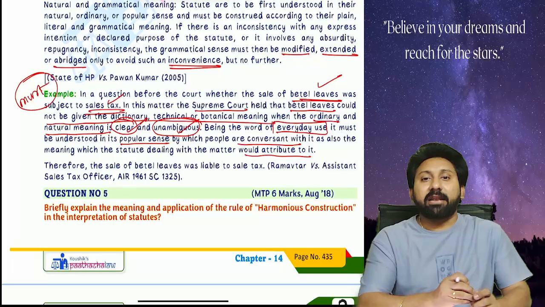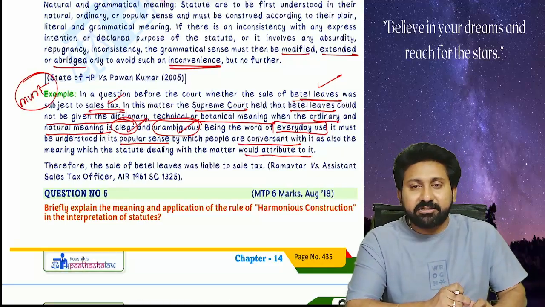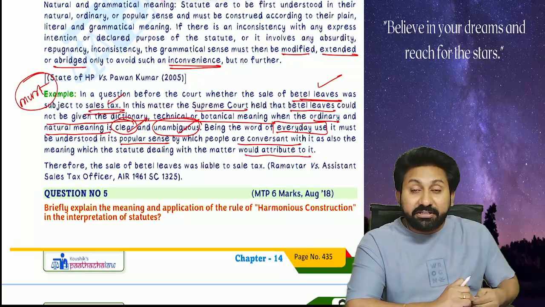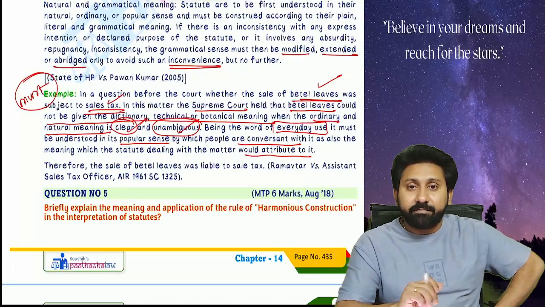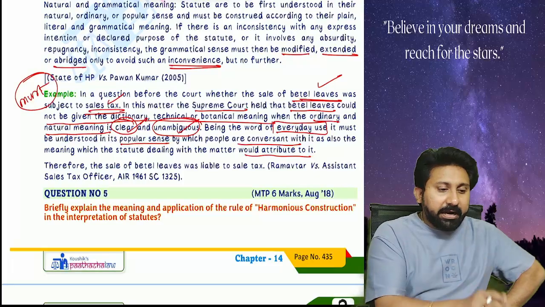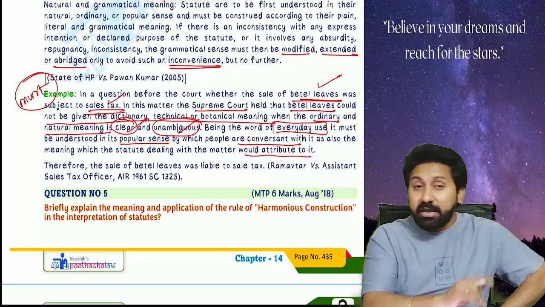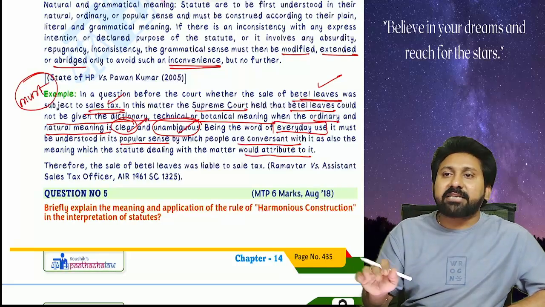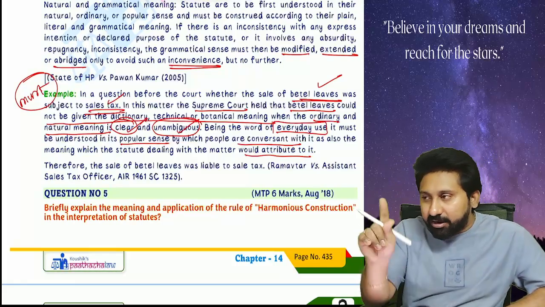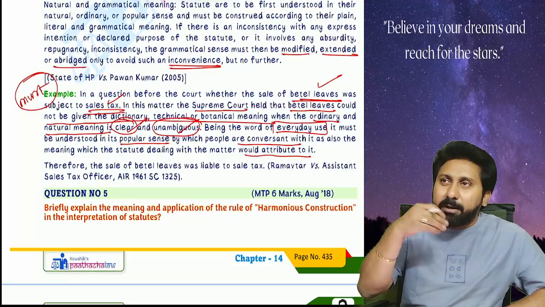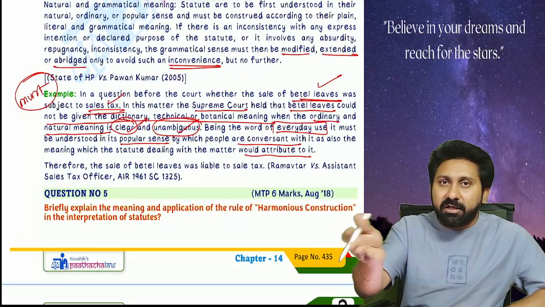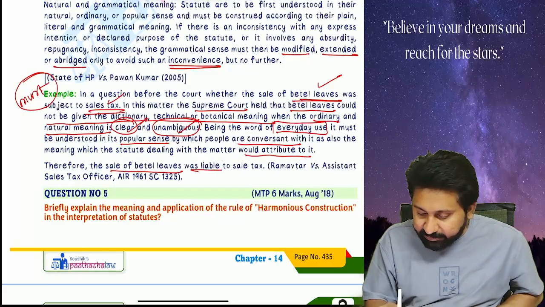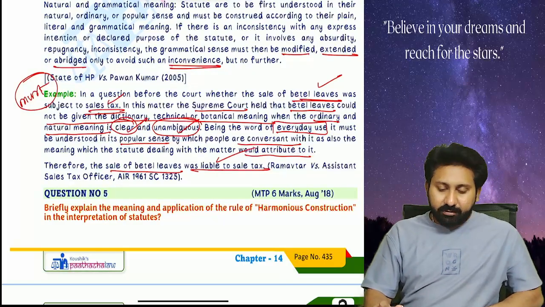So, the word betel leaf is not popularly defined in the dictionary. Different types are there. Which betel leaf are you talking about for sales tax? Am I clear? For example, if you check the dictionary, they will give one meaning, and there are different kinds of leaves in that. But which leaf is subjected to sales tax? They said the leaf which is popularly used for human consumption in real life, that meaning only should be given. Therefore, the sale of betel leaves was liable to sales tax. Clear? Which betel leaf?